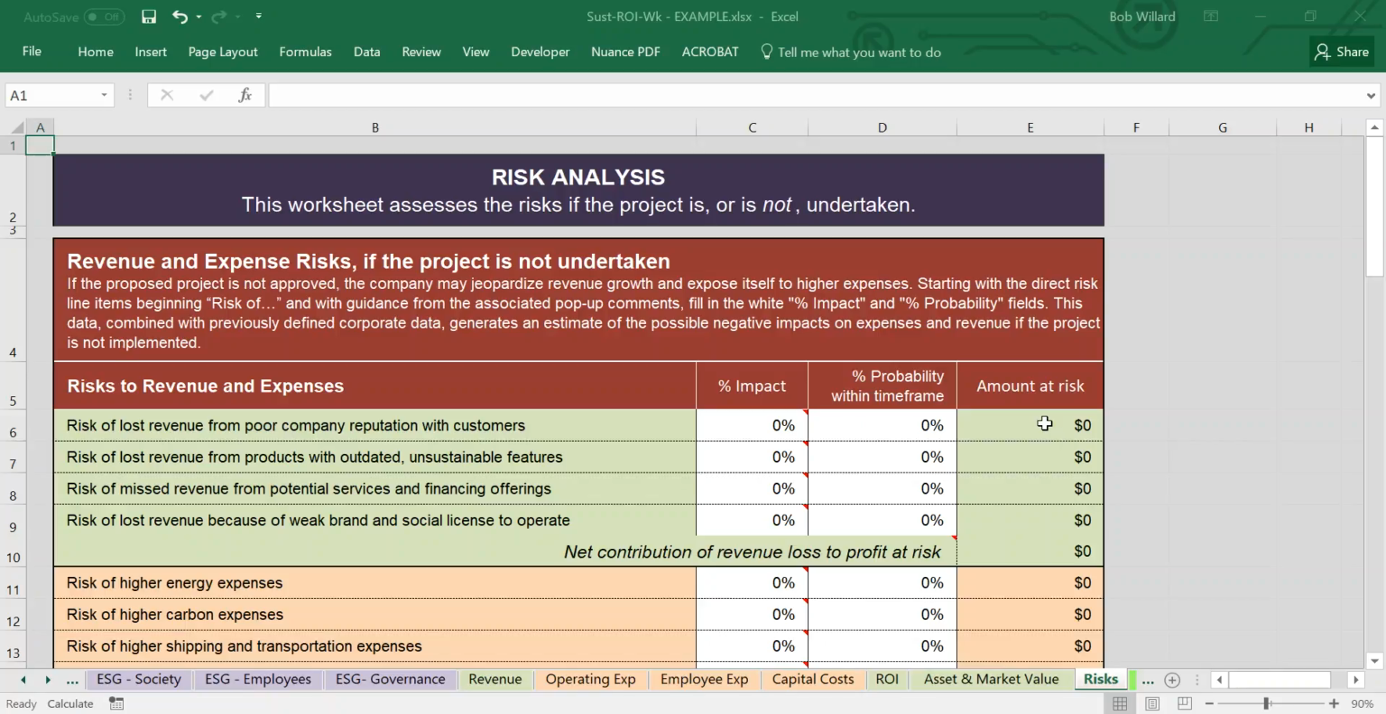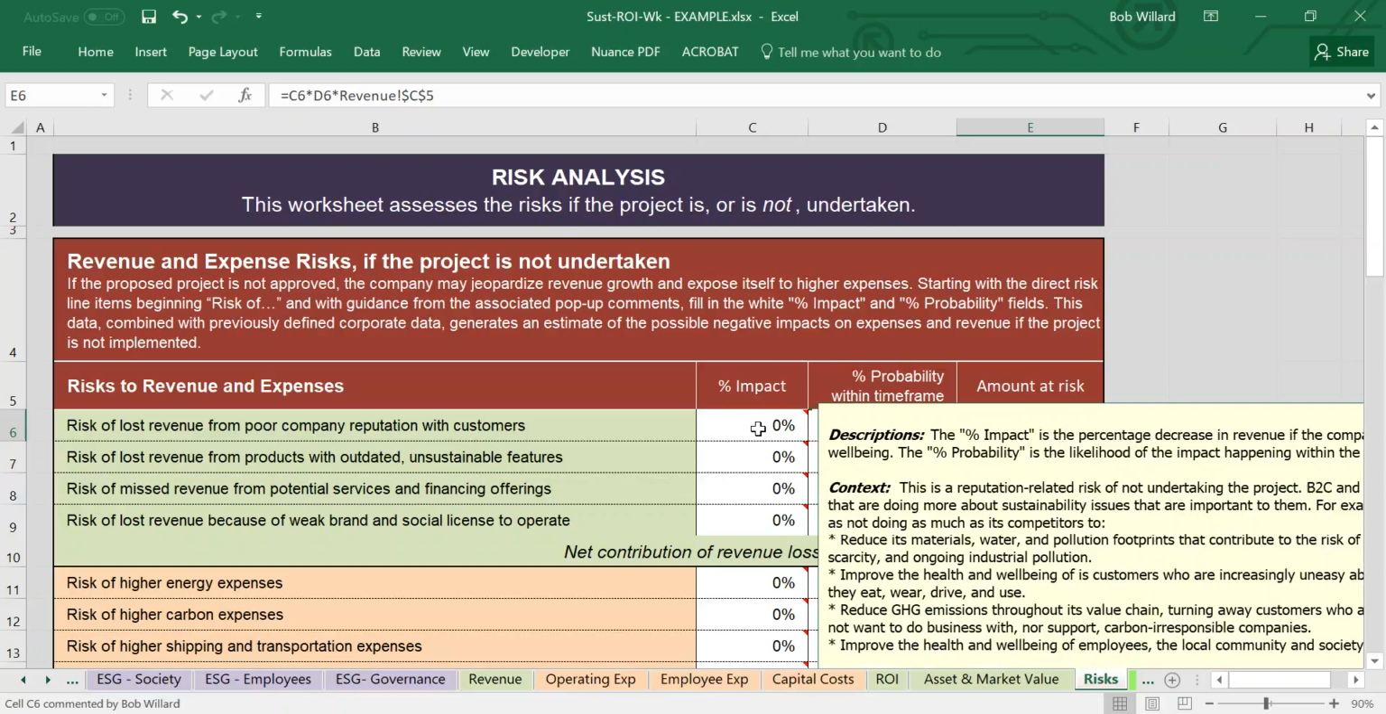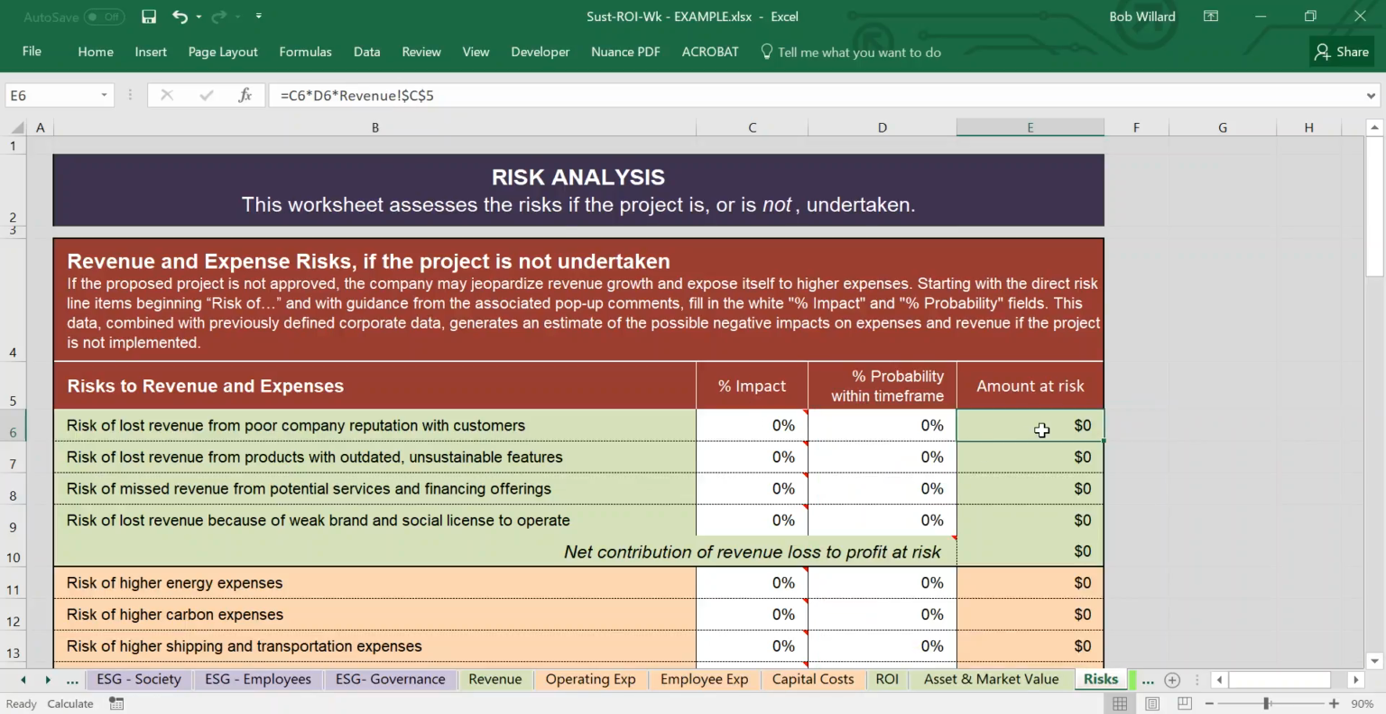That calculation, just to reassure you how it works, is going to take the value in this cell, C6, the value in this cell, D6, and multiply it by what is on the revenue sheet in cell C5. So that's a way in which you can interpret the formulas that are built into this. You don't have to worry about those, they're going to be done for you. But I just want to reassure you that if you want to change any of those formulas, the way to do that is up here in the formula bar.